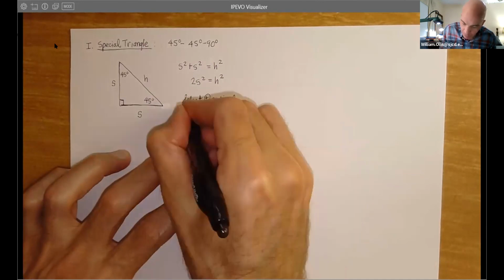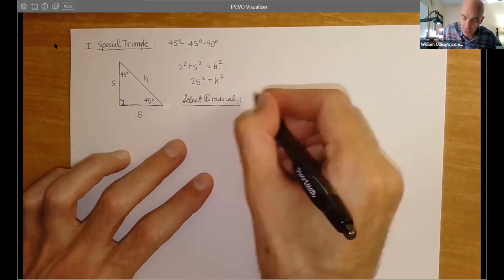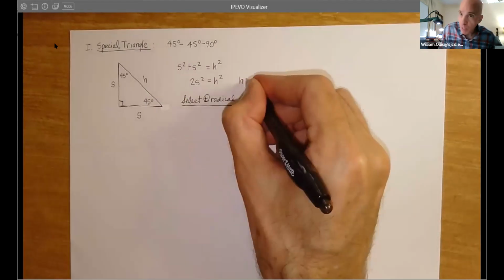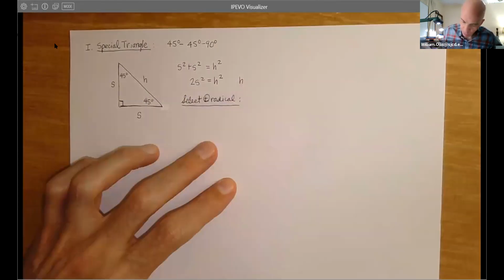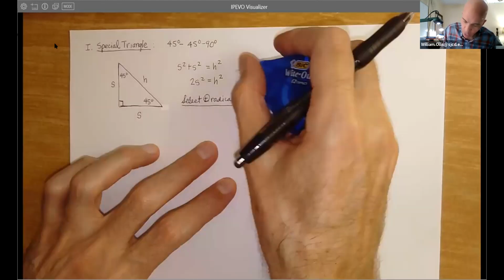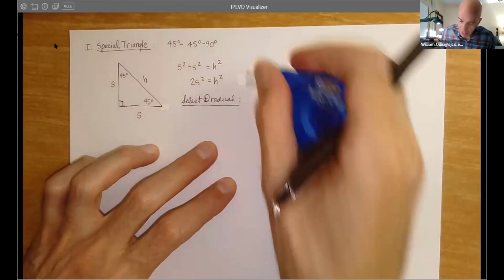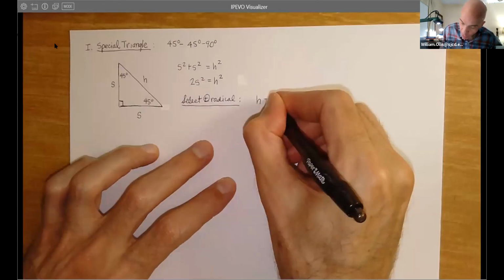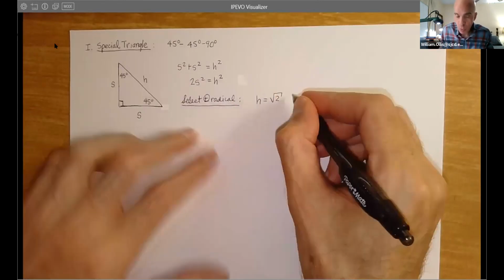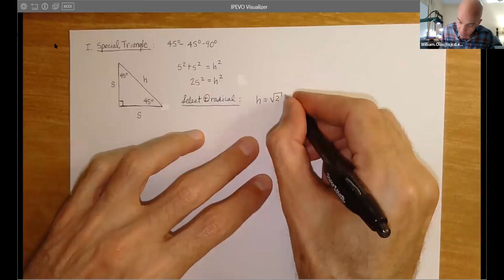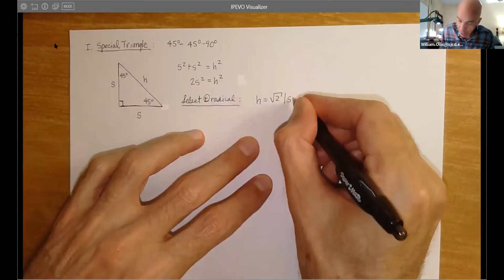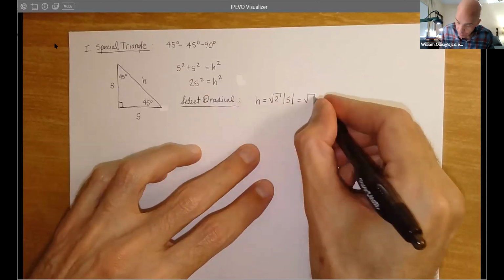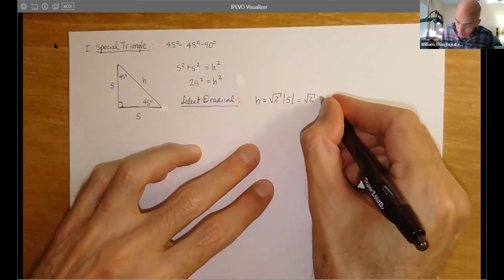If you want to be completely meticulous, you'll say H equals plus or minus, but we can now be mature enough to know that this means we will have H equals the square root of 2. And of course, the square root of S squared is the absolute value of S. But of course, S is non-negative. So this is square root 2 times S.